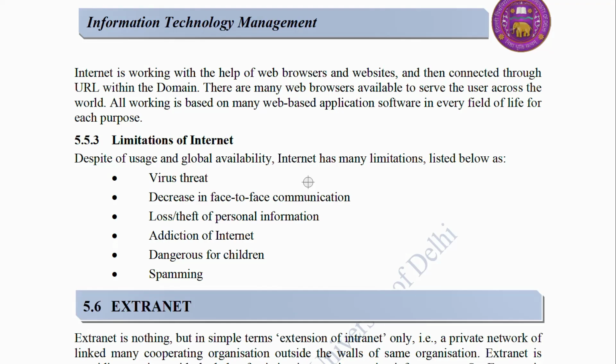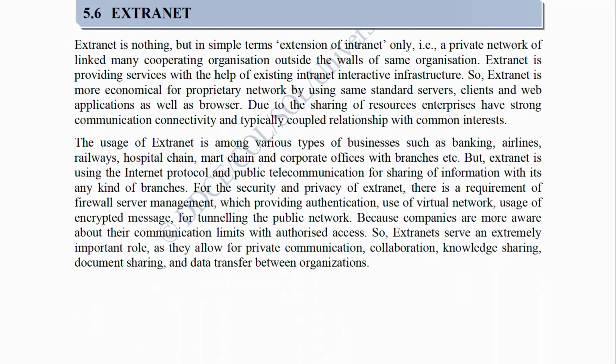5.5.3 Limitations of Internet. Despite its usage and global availability, the Internet has many limitations, listed below. Number 1, virus threat. Next, decrease in face-to-face communication. Next, loss of personal information. Next, addiction to the Internet. Next, dangerous for children. Next and the last is spamming.